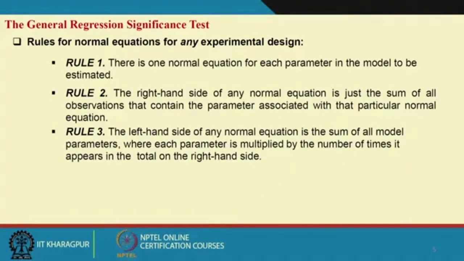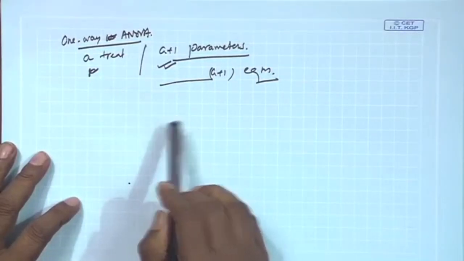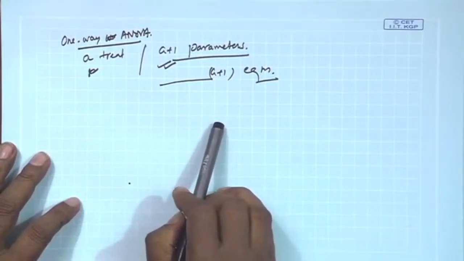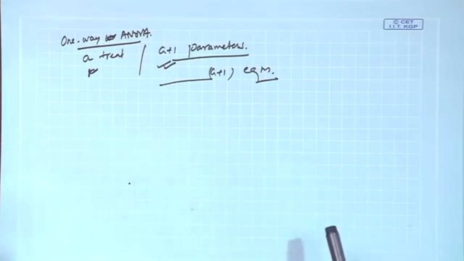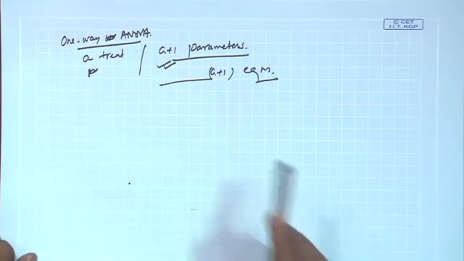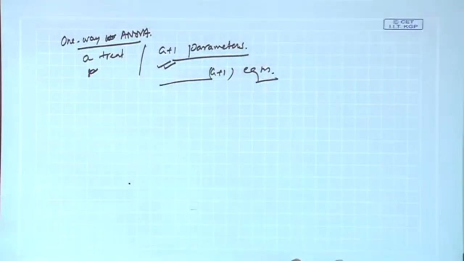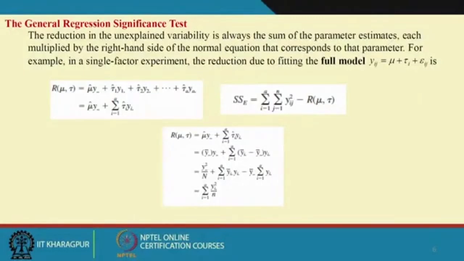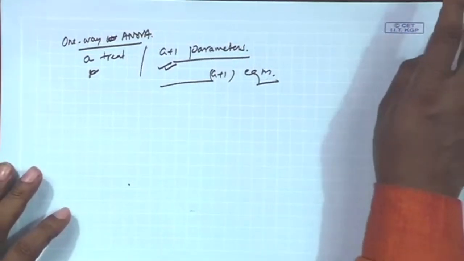So, in the regression approach you find that there will be as many equations as we have parameters, and the general rule is that these three rules apply. If you apply these three rules, you will be able to get all the equations, even if you do not go by the traditional mathematical least squares procedure. Okay. Now, once you have the normal equations, you are in a position to estimate all the parameters, which are the same as what we have seen in the one way ANOVA lecture. The same thing is coming, and it is obvious.